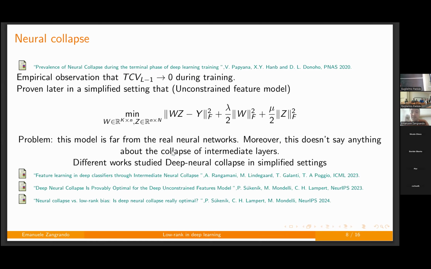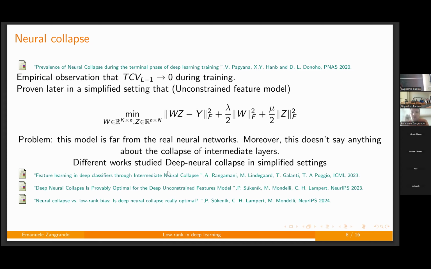Okay, so the problem is that this model is far from reality, and the problem for us is that it doesn't say anything about the collapse of intermediate layers. So this says something just about the TCV of the layer before the last one, but this would imply for us just that the very last layer is low rank, but that's already obvious because it's mapping from a space to a space of dimension k. So in our sense, it's already low rank.